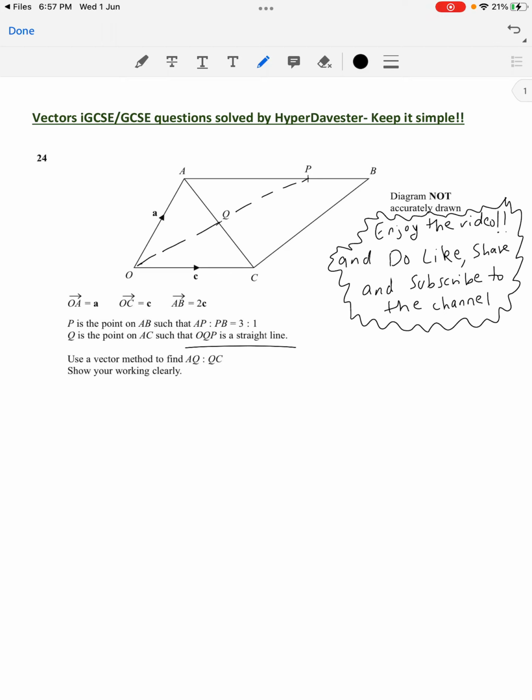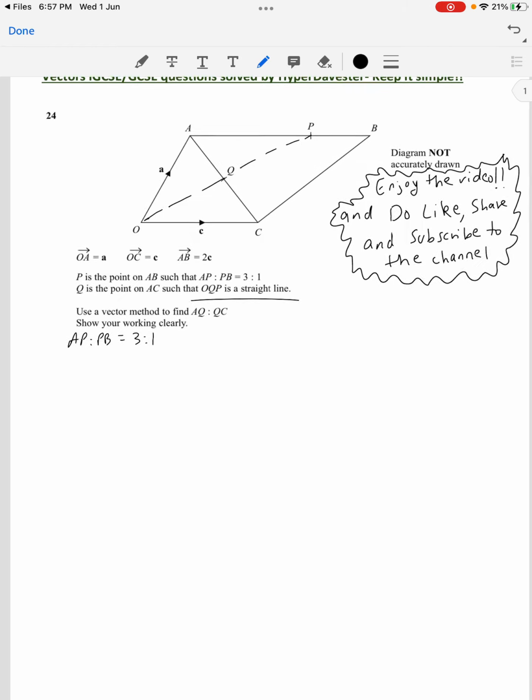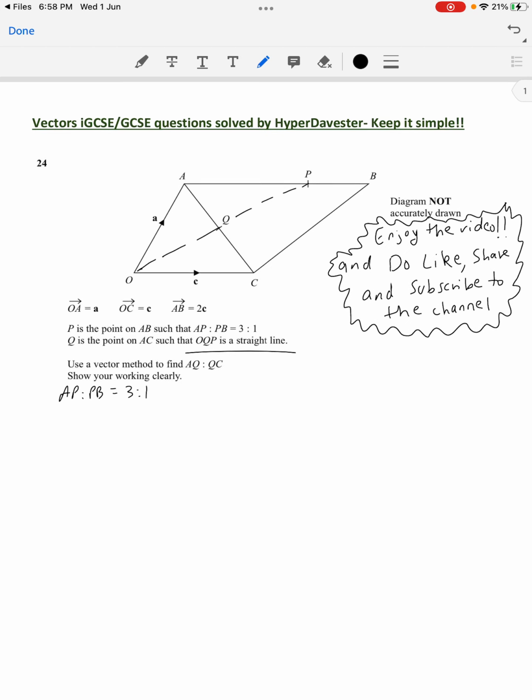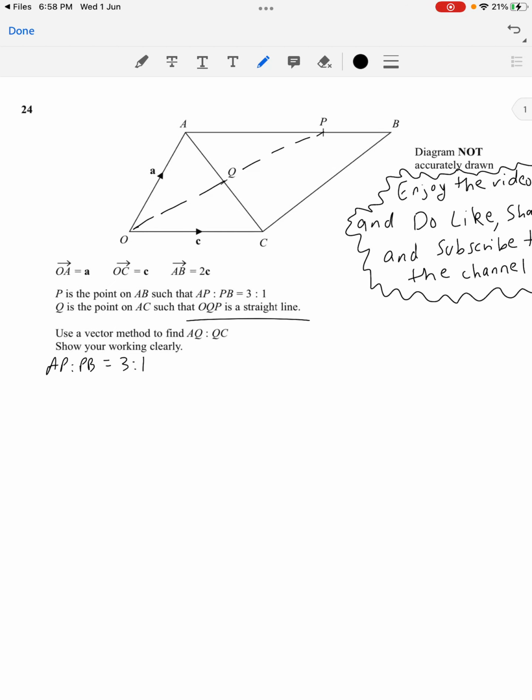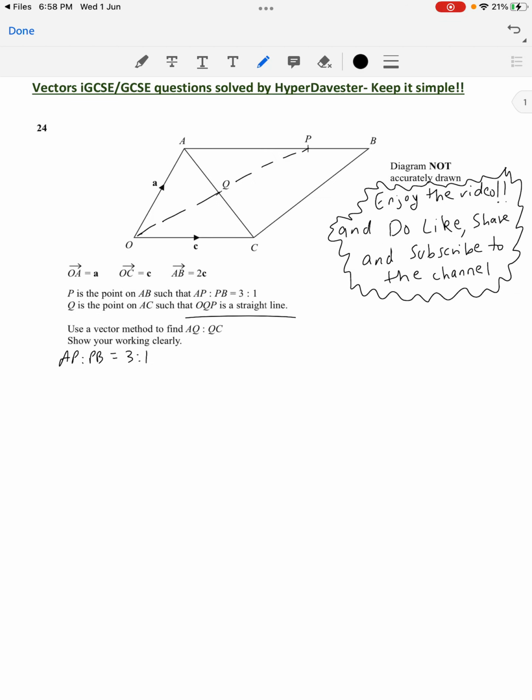And you're also given the ratio of AP to PB. I'm just going to write small here because there's not much space. So AP to PB is 3:1, right? Your first thing to do is find out the total parts. The total is 3 plus 1, that is going to be 4. The total parts is 4.